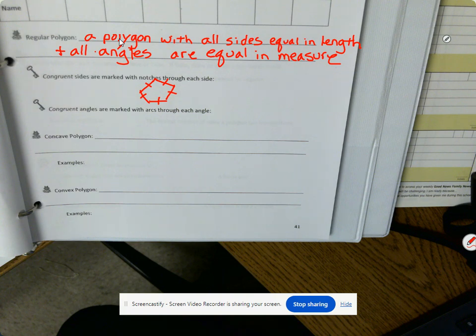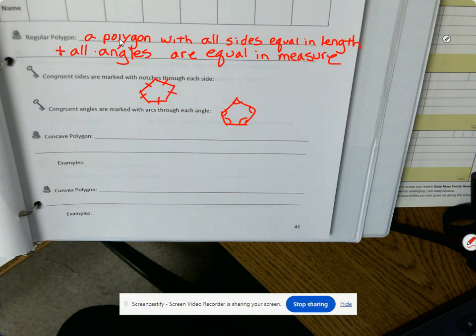Congruent angles are marked with arcs through each angle. If I drew it all congruent, if they all have the same arc, they are all congruent. If they have two arcs, it's congruent with other angles that have two arcs. So we show the congruency of sides with the notches, and the congruency of angles with the arcs.